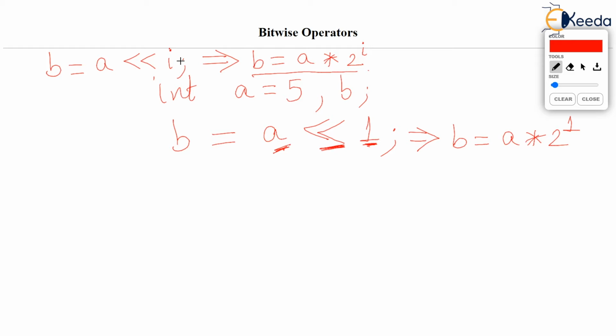Let's see this in operation. What we have is A is 5. So what is the binary equivalent of 5? Binary equivalent of 5 is 101. This is 5. But now we are evaluating B is equal to A left shift 1. What that means is the bits of A, these 101 are bits of A, should be left shifted by one place, by one bit. So it means this one, the very first one, will come one place to the left.